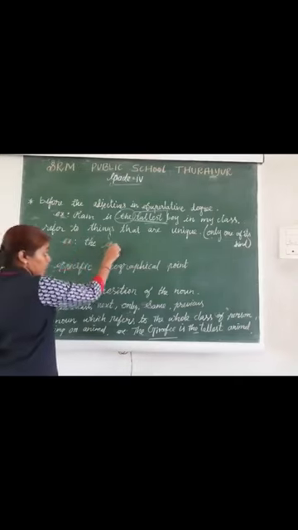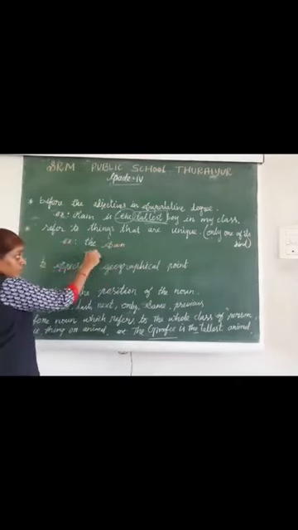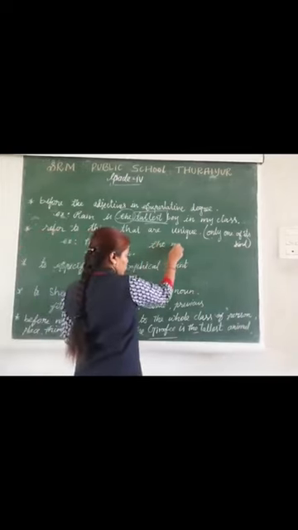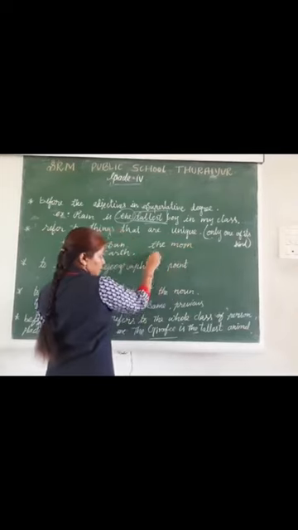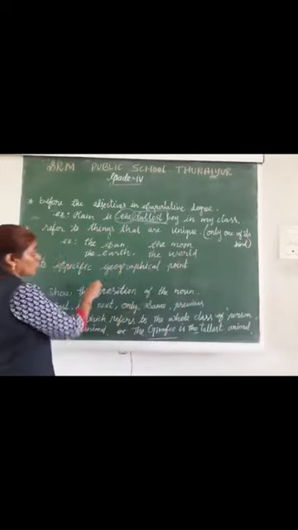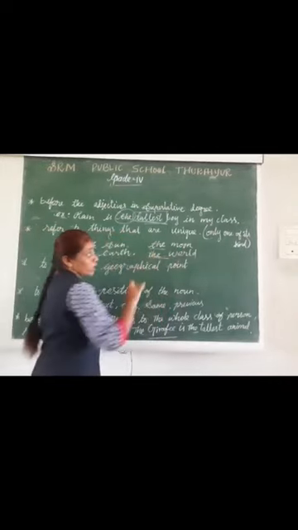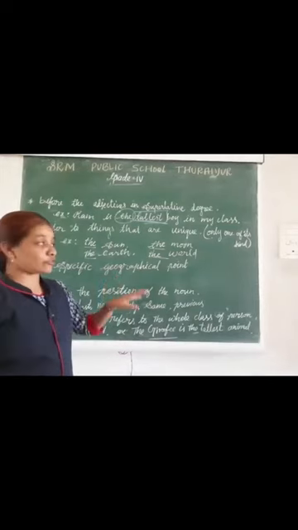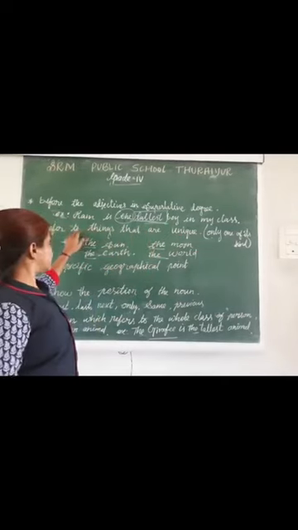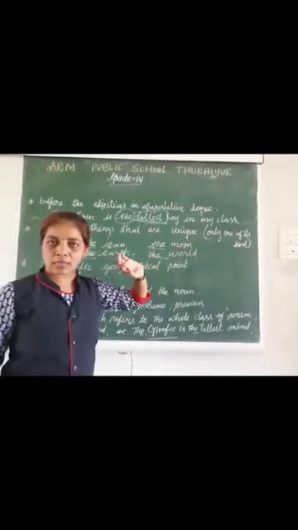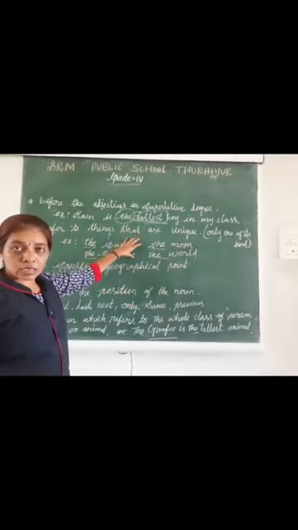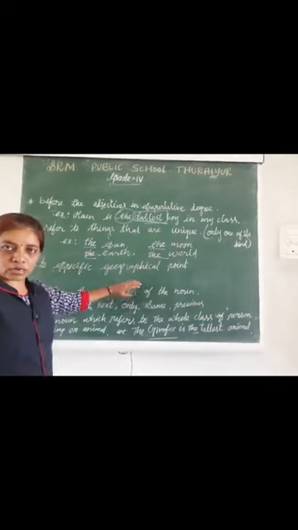Listen to the examples: the sun, the earth, the moon, the world. Here we have only one of its kind. So we have to use "the" for things that are unique. Okay? Do you understand this? Shall we go to the next rule?